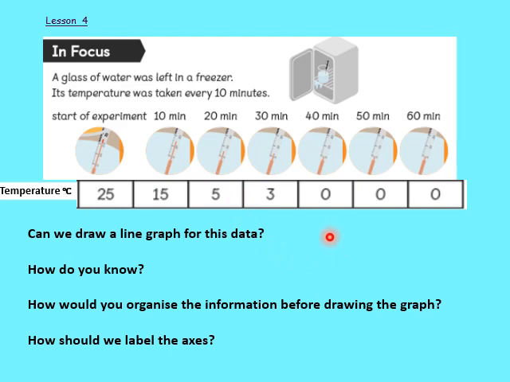So can we draw a line graph for this data? How do you know? How would you organise the information before drawing the graph? How should we label the axes? Now you might remember from yesterday's lesson we talked about an x-axis and a y-axis. The x-axis is along the bottom of the graph and the y-axis goes up along the side, and they show us the information we are looking at. Have a go and then we'll look at a solution together.